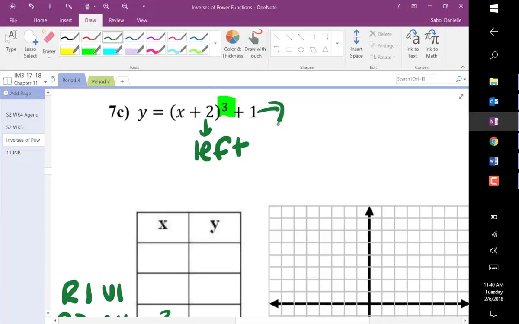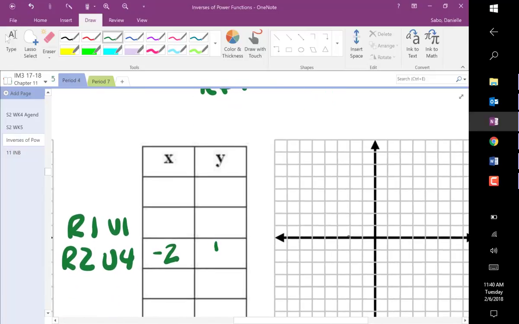And then what does this +1 mean? Up 1. So my point of inflection is left 2 and up 1. That's that point. If you want to star it or highlight that point, it's super important. Or if you have a different color pen, maybe make that a highlighted feature, because that is where you're starting. And now you can use the pattern. Remember, you're talking about cubics.